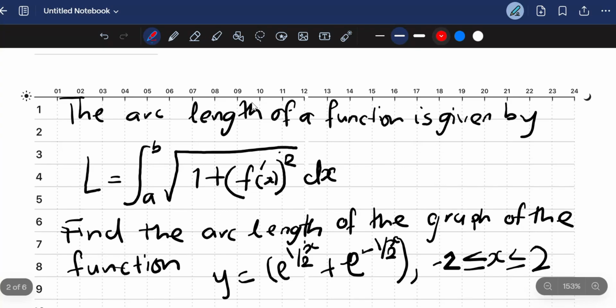Today we're going to be finding the arc-length of the function given by this formula. The function we're going to be finding the arc-length of is an interesting function, one which I've come across. You might want to pause the video and give it a try. In the meantime, we'll delve right in.